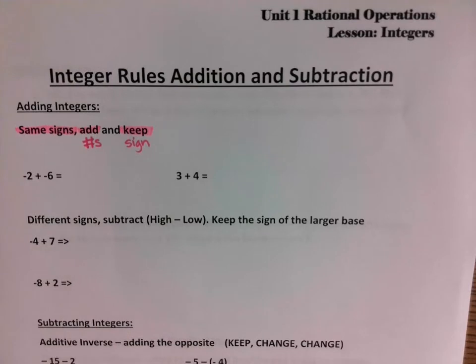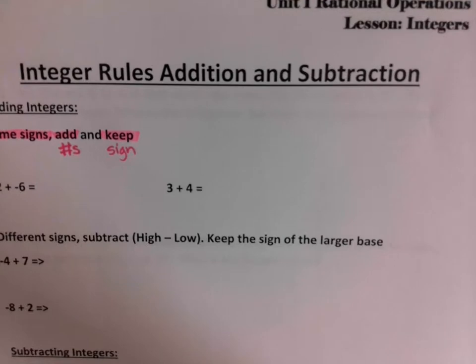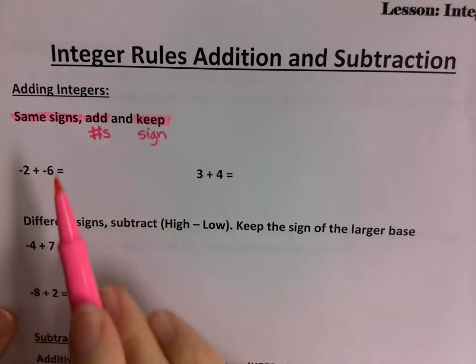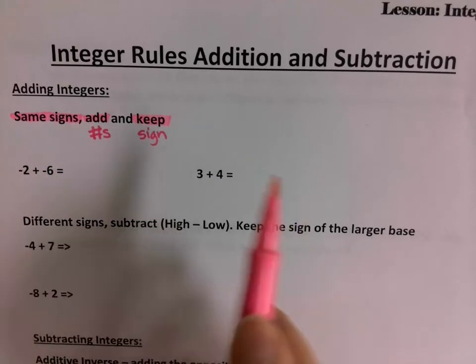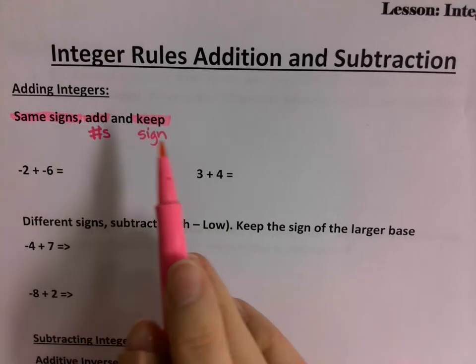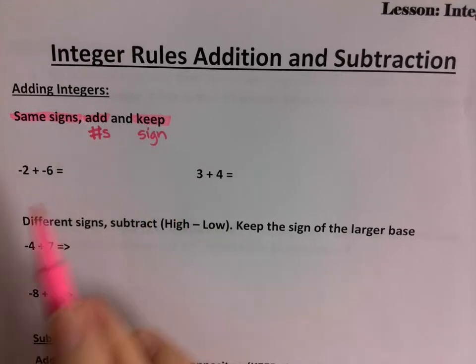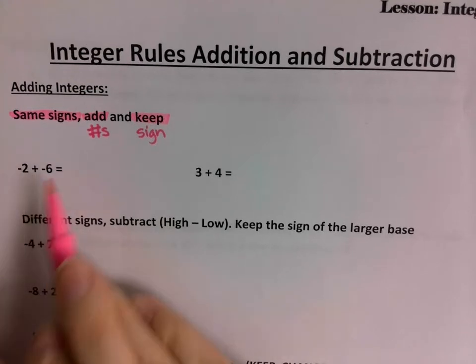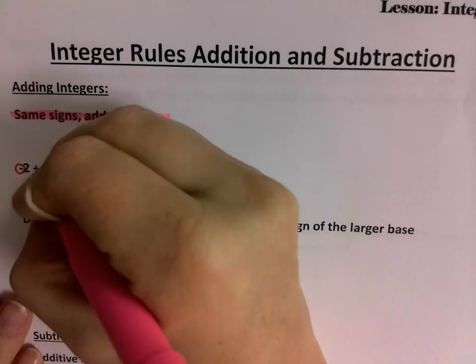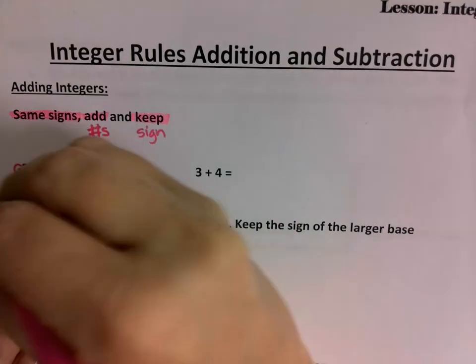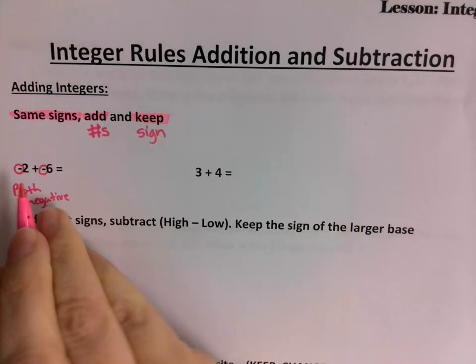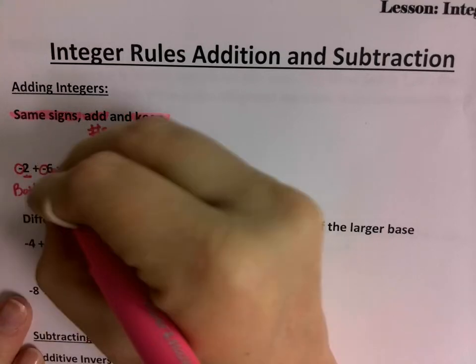When it says add and keep, if you're adding or subtracting integers and they are the same sign, so if they are both negative or both positive, you just add the numbers together and then you keep the sign as it is. So in this case, for the very first example, it says -2 plus -6. Because they are both negative, I'm going to add the 2 and the 6 together and keep my answer negative.